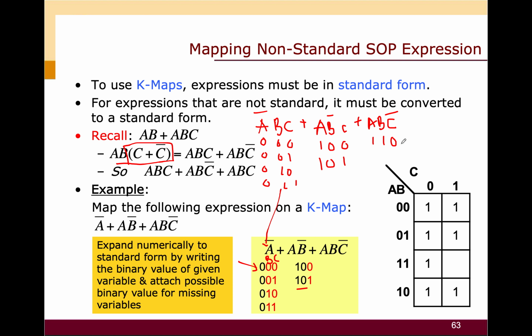All this possibility you will get 1 because this is SOP. So if 0, 0, 0, you will get 1. 0, 0, 1, you will get 1. 0, 1, 0, you will get 1. And then 0, 1, 1, you will get 1. So over here, you have already finished drawing it in the KMAP.